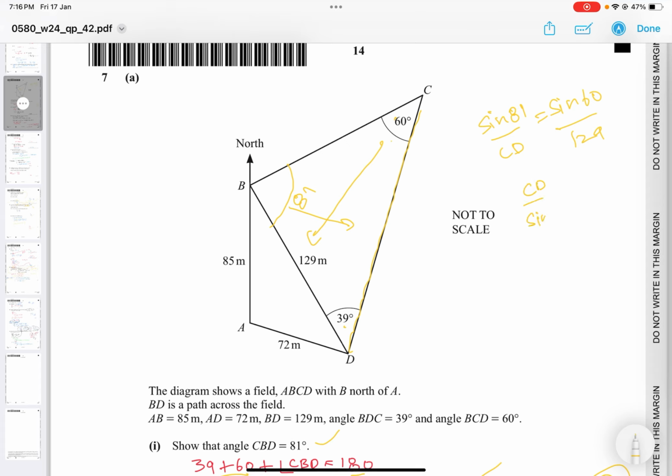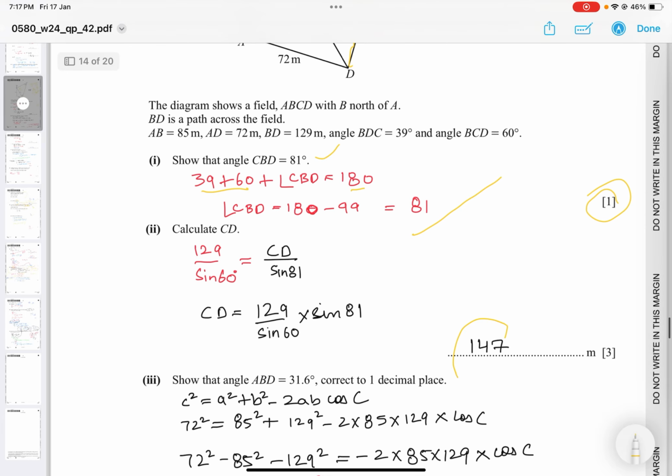CD upon sin 81 equals 129 upon sin 60. Let's take this sin 81 over there. CD equals 129 upon sin 60 times sin 81. You can use a calculator and find the answer, and the answer would be 147.